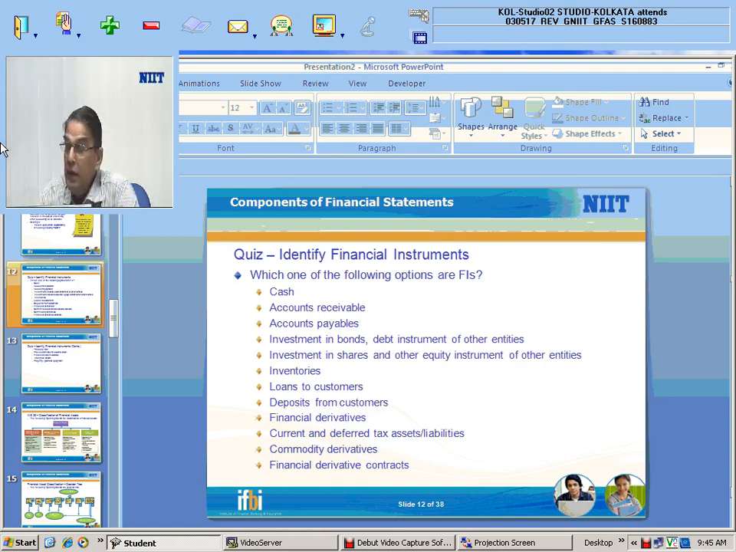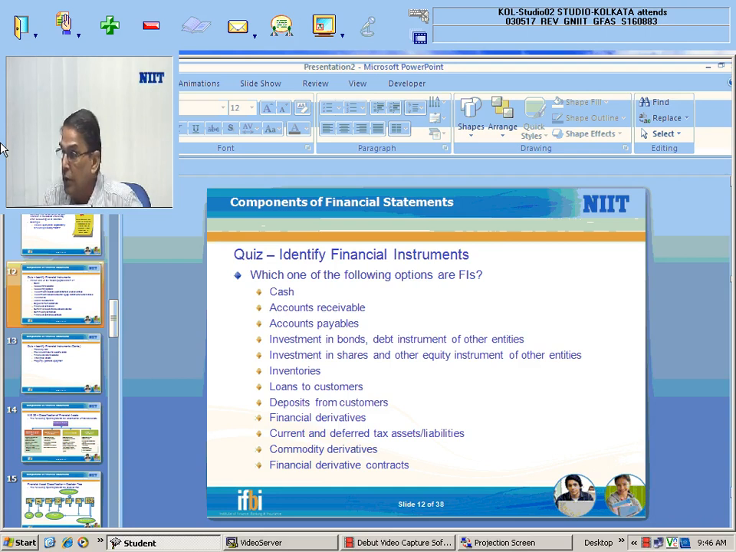Okay. When the company issues equity instruments, it's a financial instrument called equity. But when somebody purchases the equity shares of another company, for the holder of the equity shares, it's a financial instrument, it's an asset, not an equity instrument. Inventories. Is it a financial instrument or not?